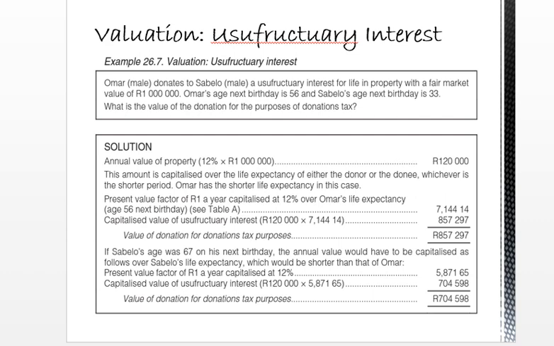So firstly, we want to calculate the annual value of the property. So it's the fair market value of the property being donated, being R1 million, at 12%. So the annual value of the property is then R120,000. Then what is the lesser between Omar's life expectancy?